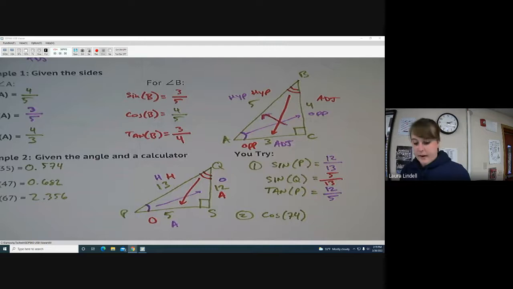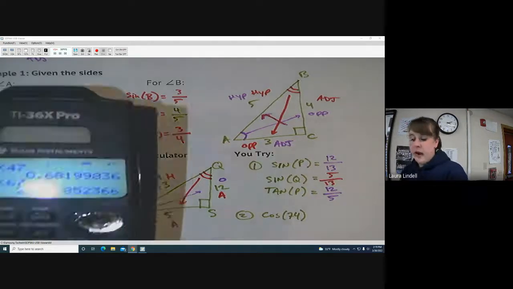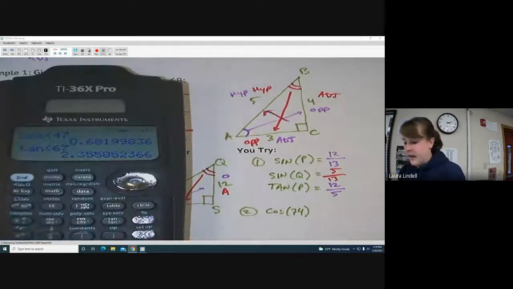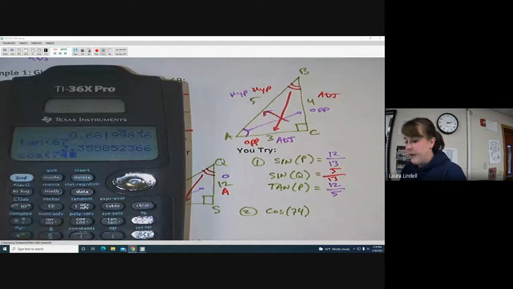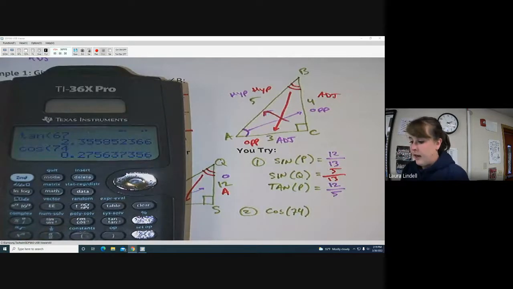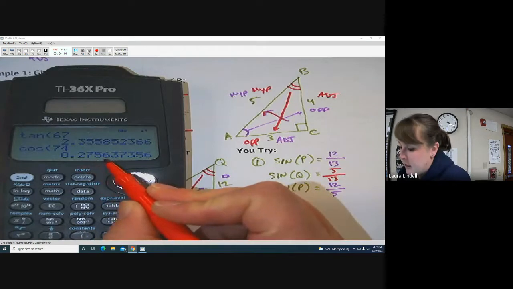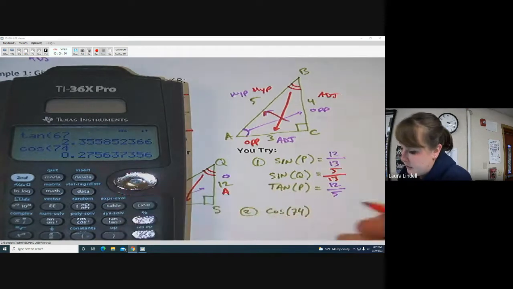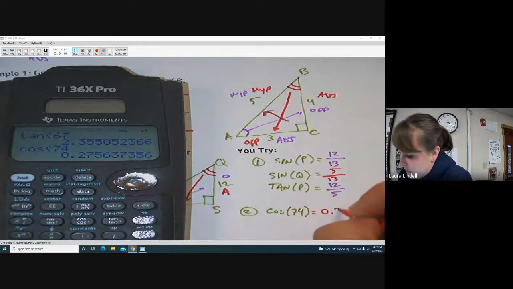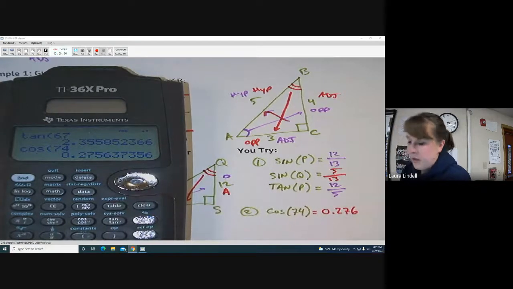All right. So that's the first one. The second one, cosine of 74. So I'm going to grab my calculator again and type cosine 74, enter. And we get 0.2756. The 6 tells me to round the 5 up to a 6. So 0.276 would be my answer.